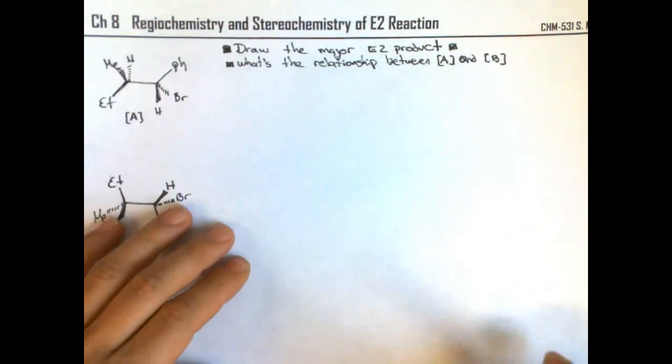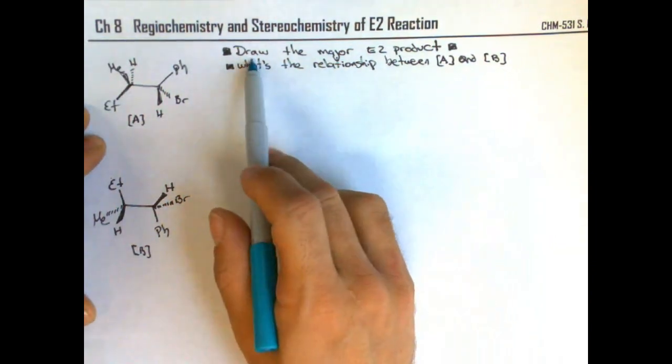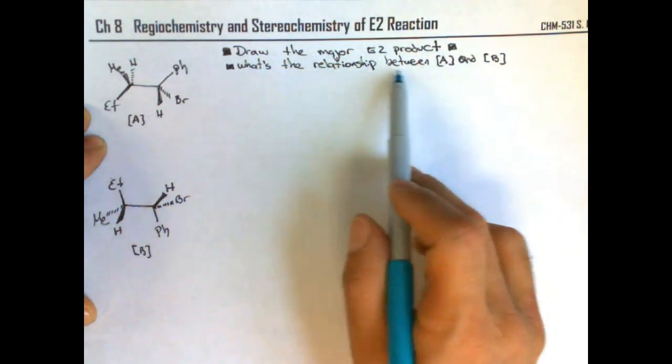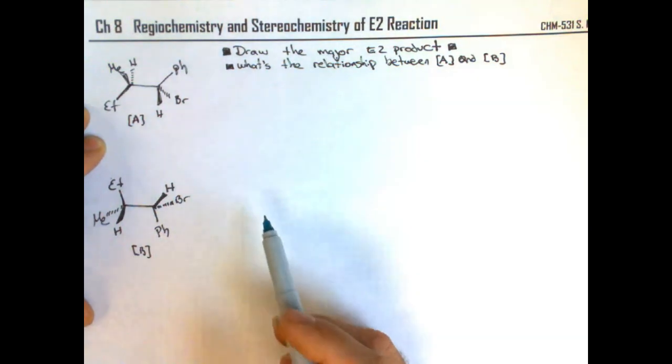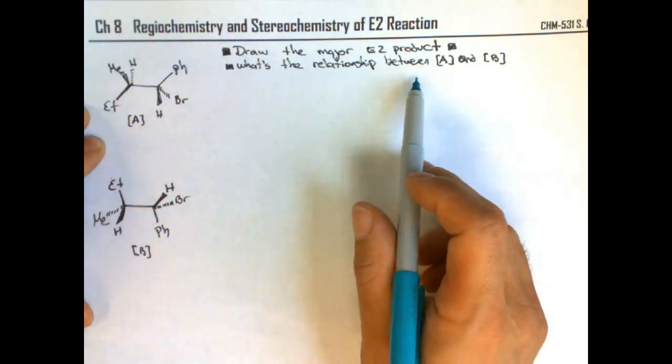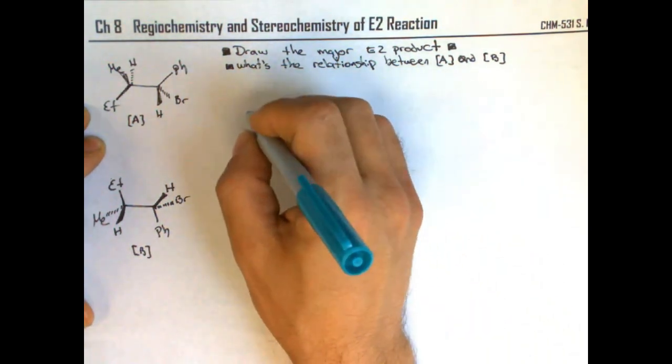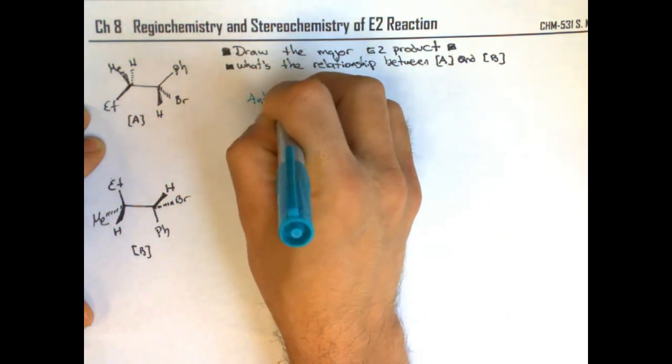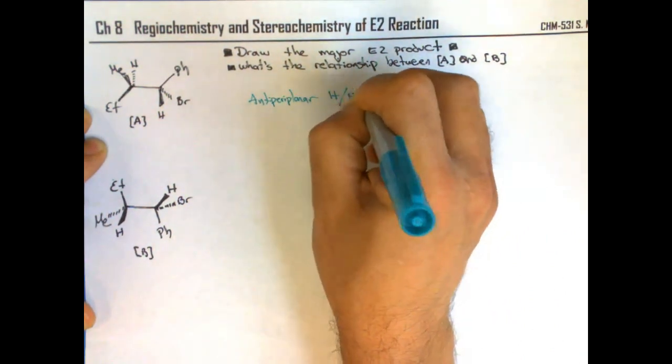Okay, so now there's something that we were doing earlier this morning, and I would like to practice a little more with all of you. Here it's asking us to draw the major E2 product and to indicate the relationship between A and B. First of all, we know that in order to draw the correct product, we need to set an antiperiplanar relationship between H and Br. And so we have to arrange our molecule.